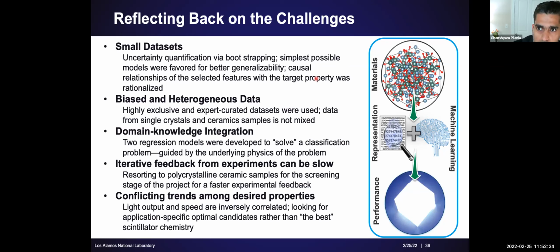So let's revisit our challenges, reflecting back on the challenges that we discussed in the beginning of this talk. In this project, we had to deal with, again, small data sets. So uncertainty quantification was always performed using bootstrapping. We made sure that we always selected the simplest possible models for better generalizability, and all our features were selected in such a way that they ensured causal relationships with the target property, the U and D.